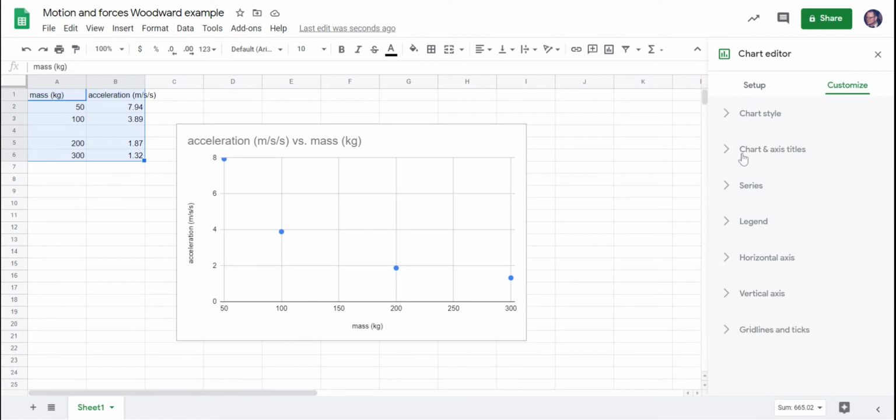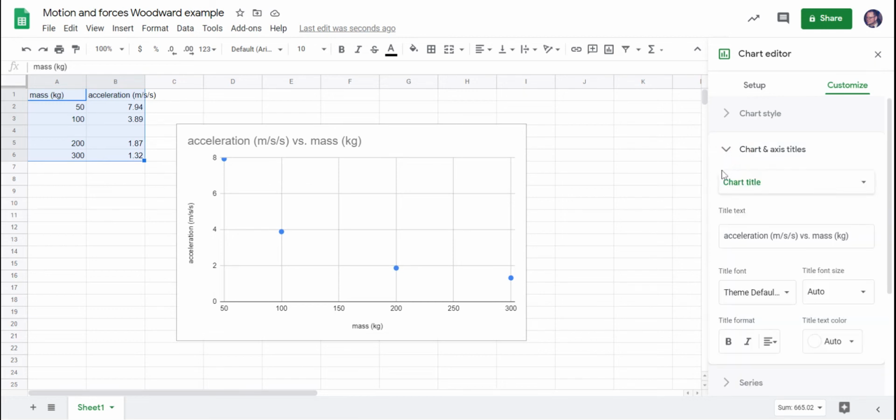And I'm going to customize, well, I guess first, let's make sure that our chart and our axes are labeled correctly. So my chart title, acceleration versus mass, that could work. You can leave it like that if you want. I'm going to change it to data table A.